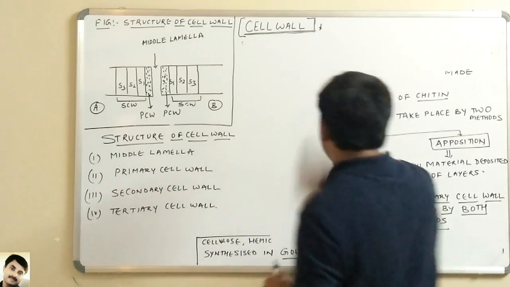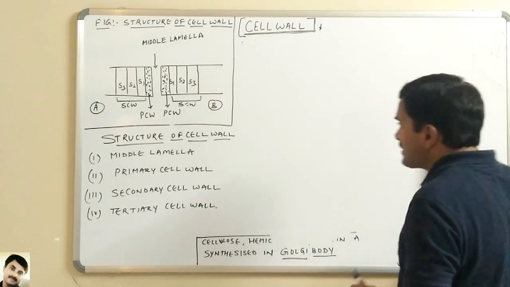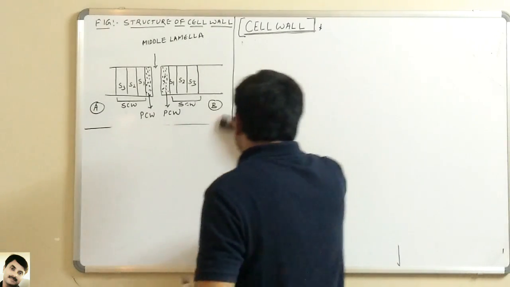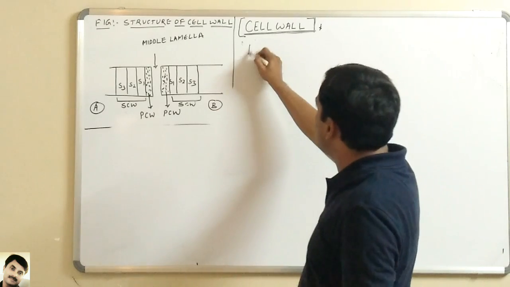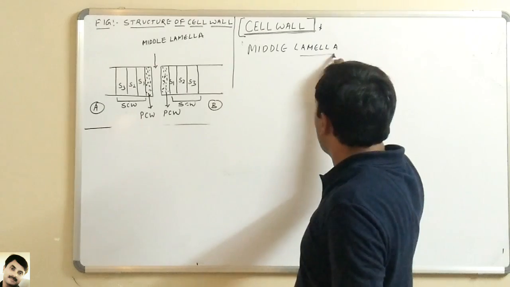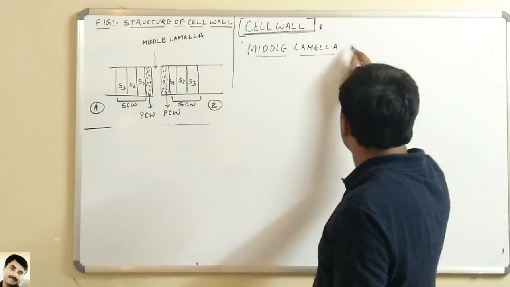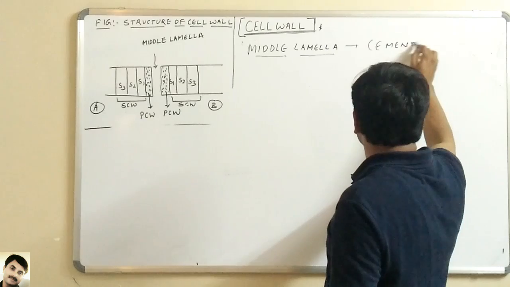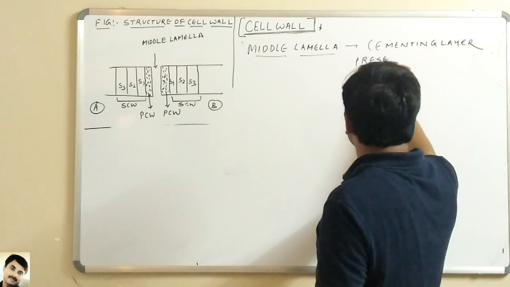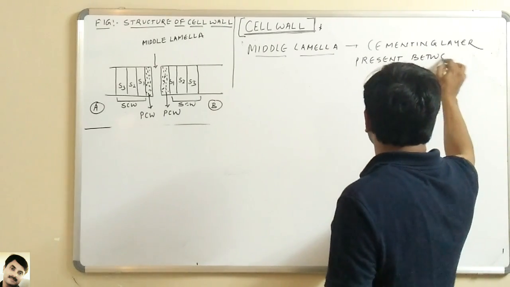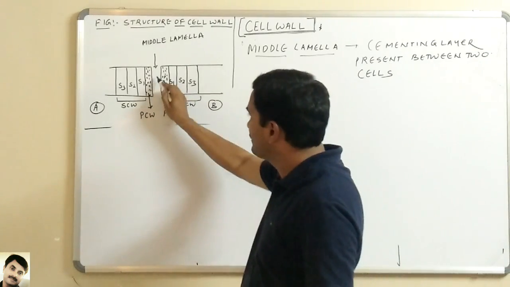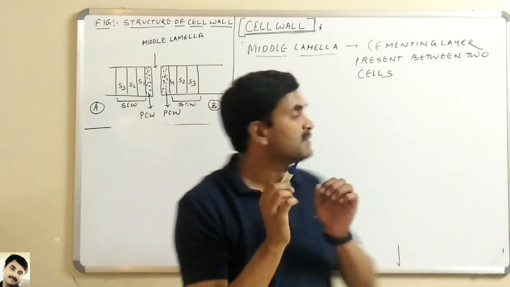The structure of the cell wall consists of four parts: middle lamella, primary cell wall, secondary cell wall and tertiary cell wall. Number one, middle lamella. The middle lamella is a cementing layer present between two cells. This is the cementing layer which is present between the two cells.